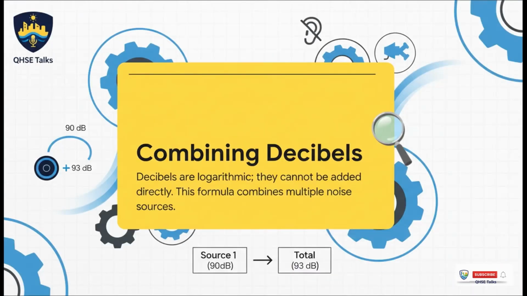Now, this is a classic exam trap, so listen up. You cannot just add decibels together. It doesn't work that way because it's a logarithmic scale. One 90 decibel machine next to another 90 decibel machine does not equal 180. No way. It actually equals 93 decibels. Why? Because doubling the sound energy only adds about 3 dB. To get the right answer when you have multiple noise sources, you have to use this formula here. It's the only way to do the math correctly.